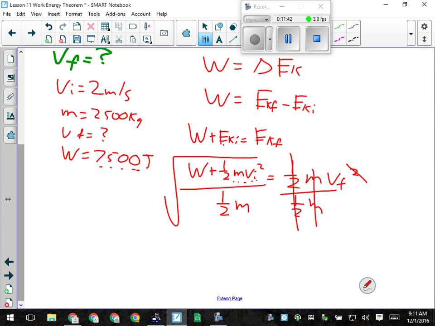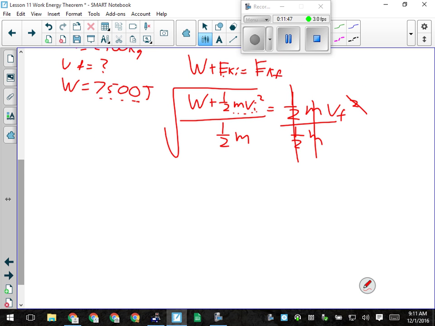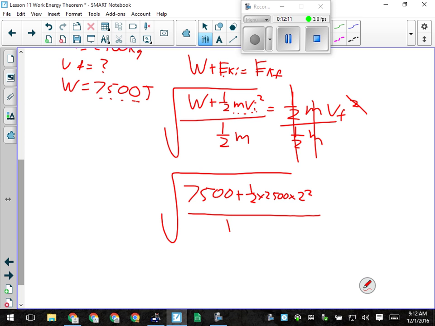Okay. All right, so now I'm going to plug in my numbers here. So we're going to have 7,500 joules, the work that was done, plus the initial kinetic energy of the truck. If I take the work, the change in energy, and add it to the initial energy, that should give me the final. Agreed? That's kind of what we're saying here. All right, so plus 1/2 times 2,500 times 2 squared. And I got to divide that by 1/2 times 2,500. That is going to give me, once square rooted, VF.